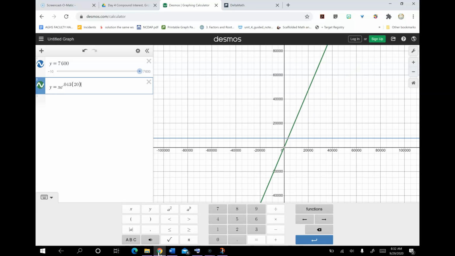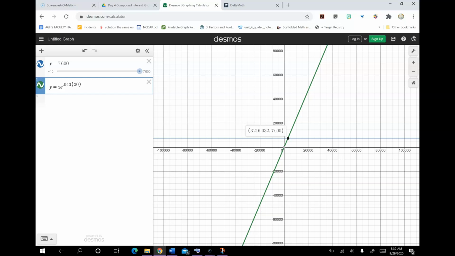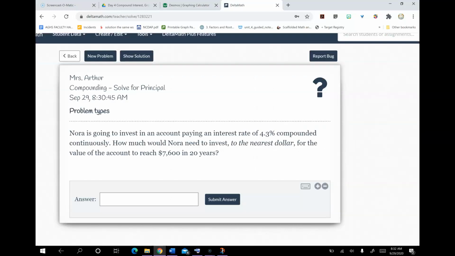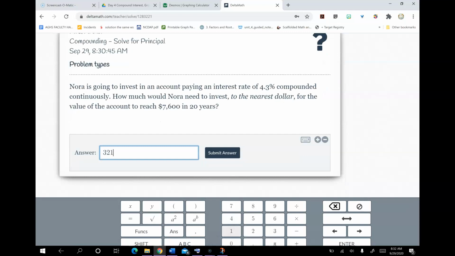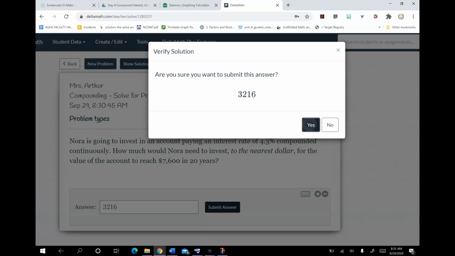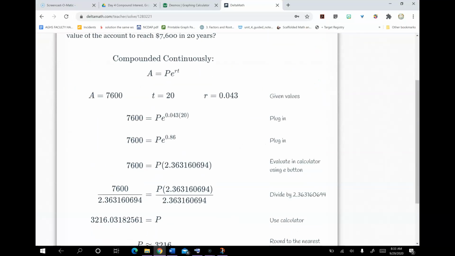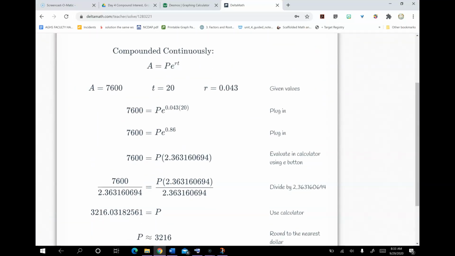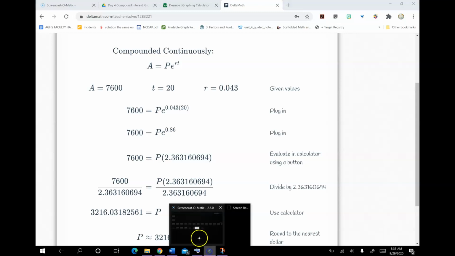Find their intersection. Ooh, look, it's right there. Now, round to the nearest dollar, so that 0 doesn't do anything to that 6, so it's going to be 32.16. So my answer here will be 32.16 because it's the nearest dollar, okay? Submit, and we're done. Okay, so this helps out. If you have any more questions, I can make another little video. I can do more examples. Just let me know, all right?